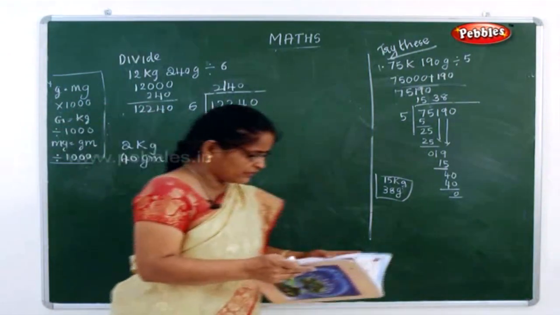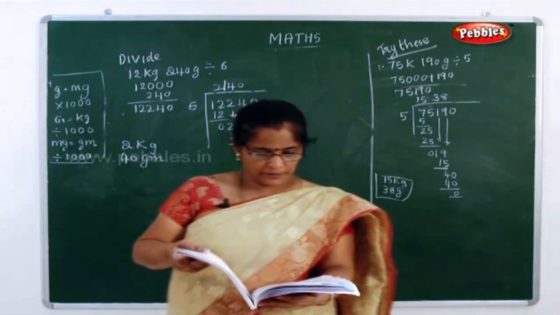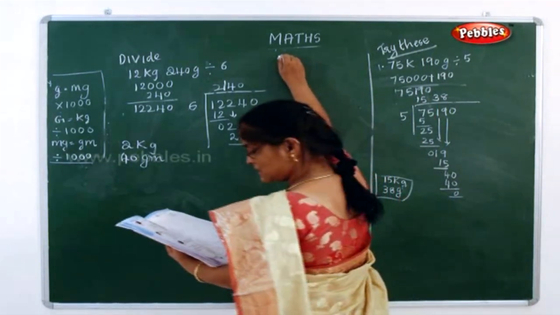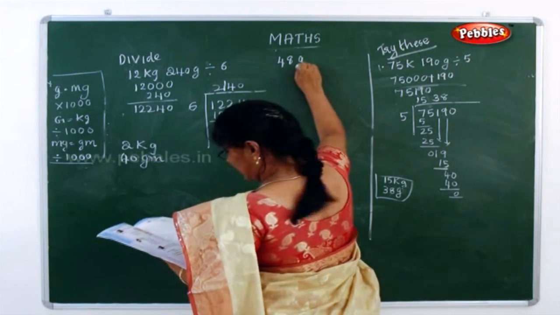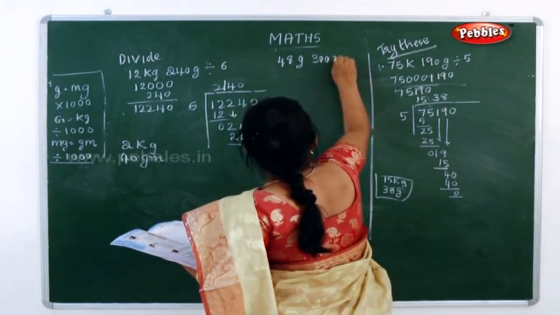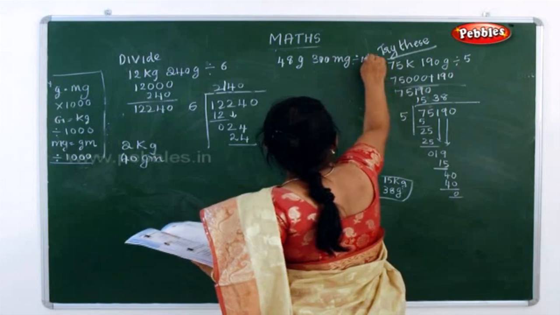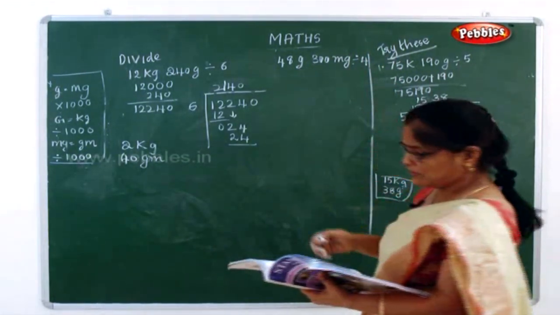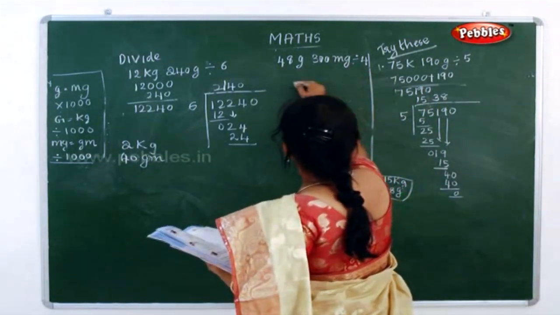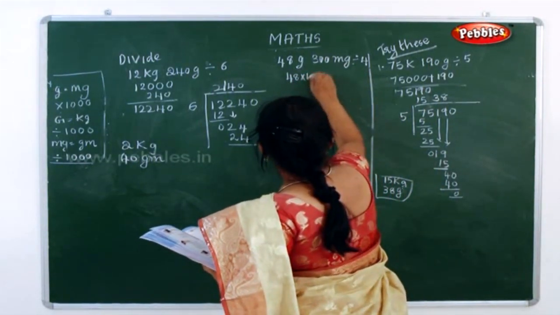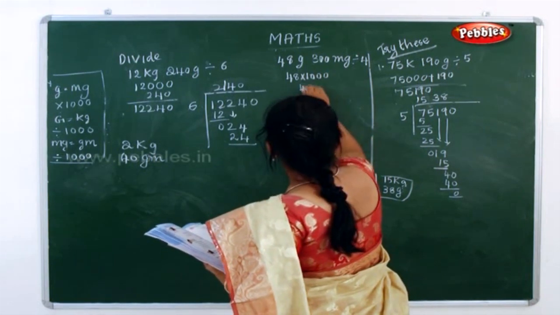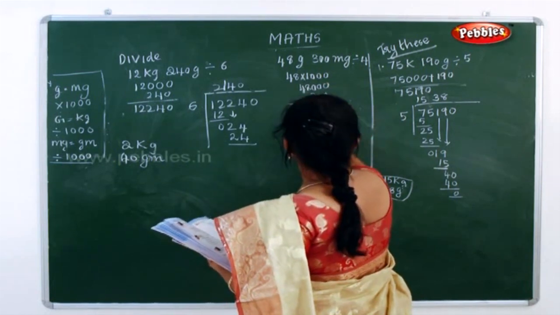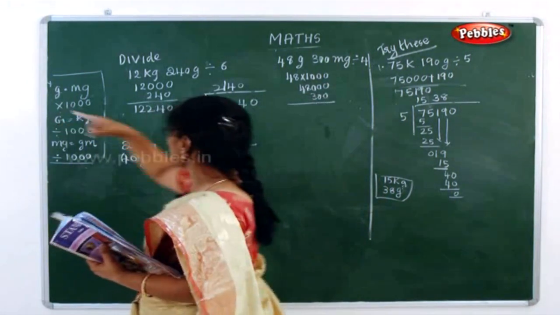Now next sum, what you have been given is, find the answer. See, 48 gram and 300 mg divided by 4. Now how will you do this? You have to convert this gram into mg. Again in the same manner, you have to multiply with 1000. So you get 48,000, and you have to add this 300. Already I told you, when you convert gram into mg, you are multiplying it.